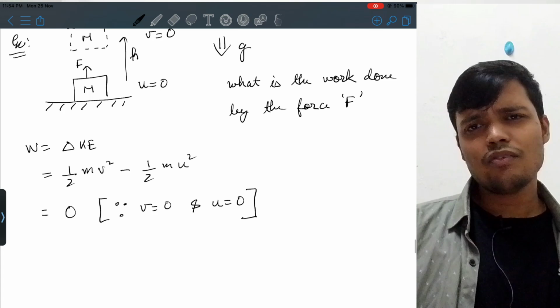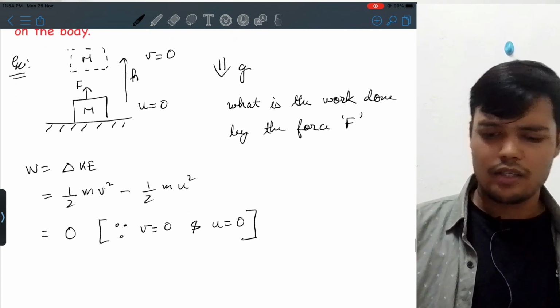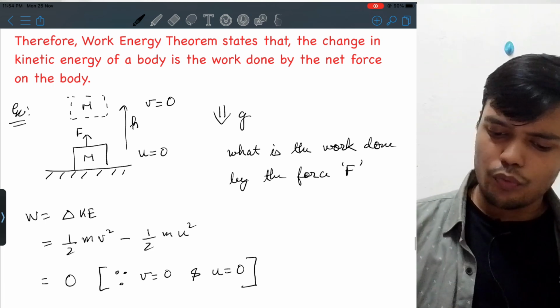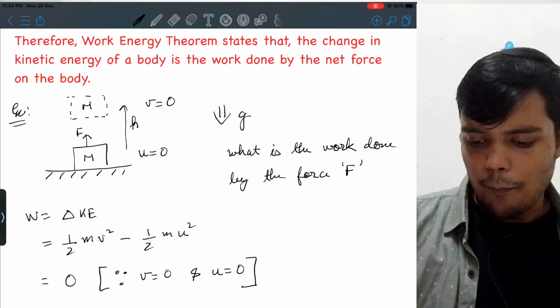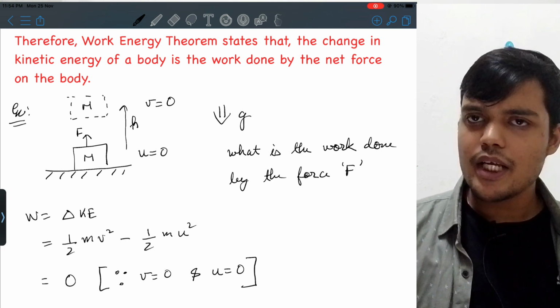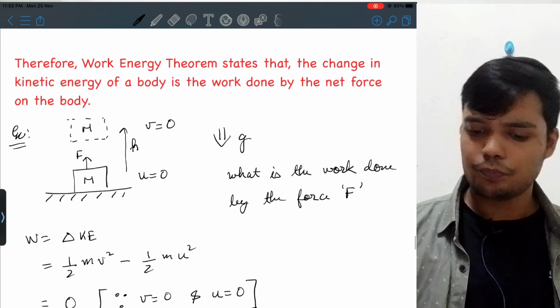Wait a minute, does that make sense to you? It doesn't make sense to me, at least. Let's check what we are doing wrong here. There is a force F applied on the box and there is a displacement as well. So why is the work done 0?